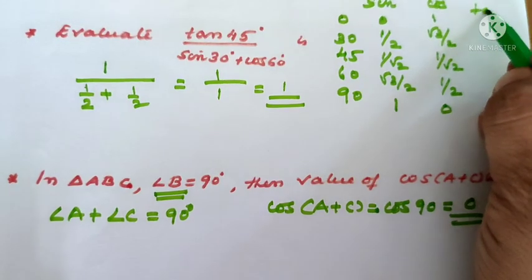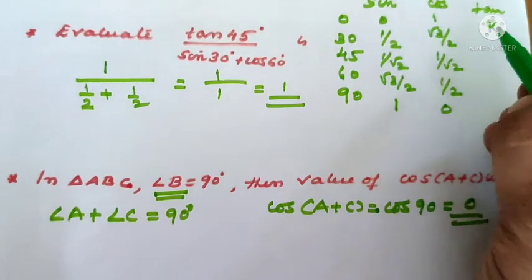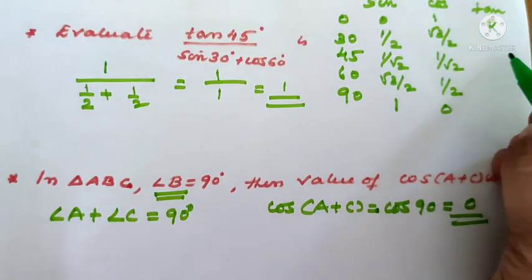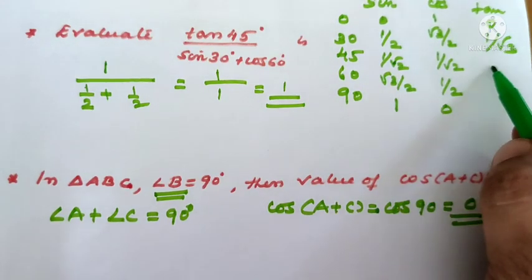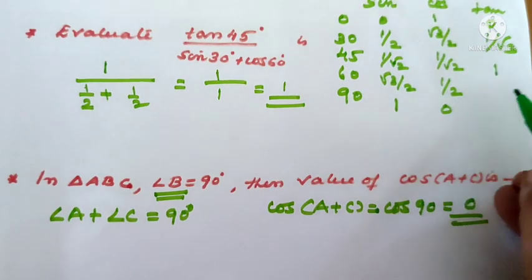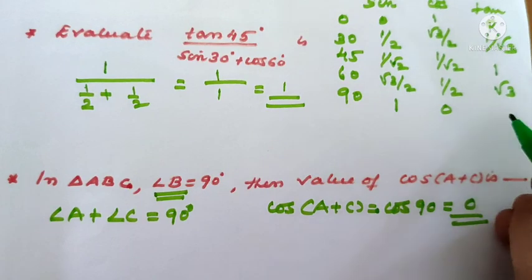Next what can we write? Tan only. 0 by 1, 0. 1 by 2 divided by root 3 by 2, it is 1 by root 3. 1 by root 2 by 1 by root 2, it is 1. Root 3 by 2 by 1 by 2, it is root 3. 1 by 0 is not defined.